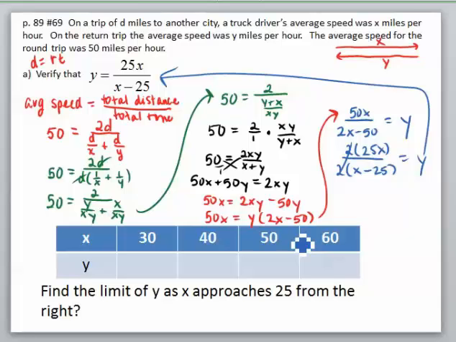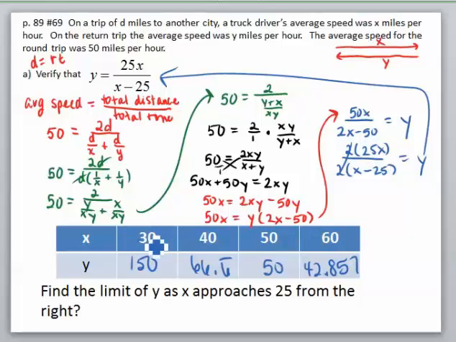The way I'm doing that is just by plugging in those numbers. So when you plug in 30 for this function, you'll get 150. When you plug in 40, you get 66.6 repeating. Plug in 50, you get 50. And plug in 60, you get 42.857.